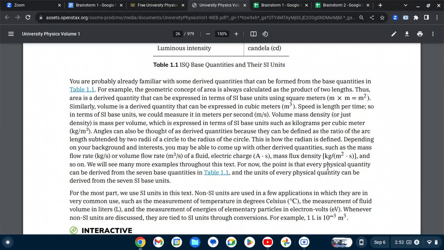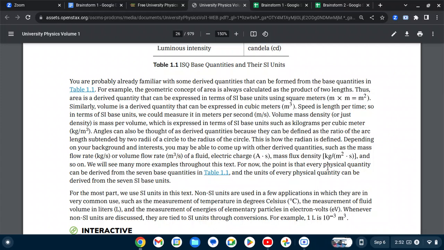Angles can also be thought of as derived quantities because they can be defined as the ratio of the arc length subtended by 2 radii of a circle to the radius of the circle. This is how the radian is defined. Depending on your background and interests, you may be able to come up with other derived quantities such as the mass flow rate or volume flow rate of a fluid, electric charge, mass flux density, and so on. We will see many more examples throughout this text.